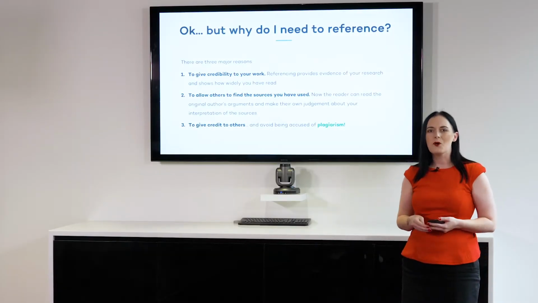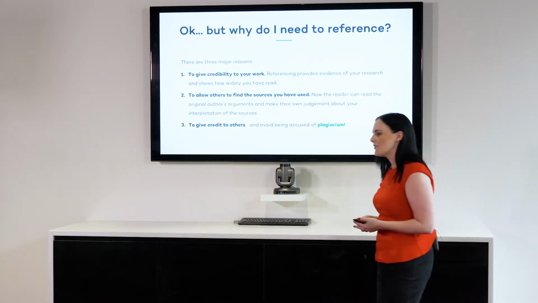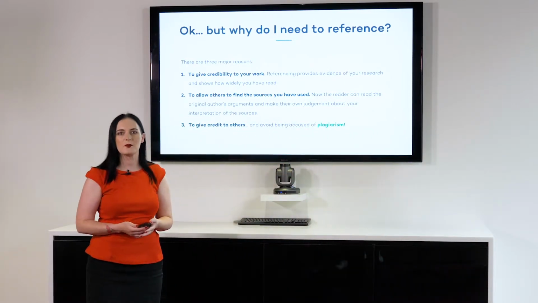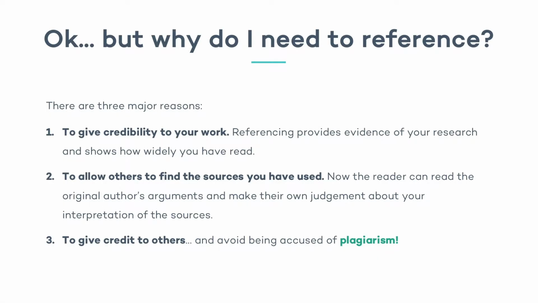Okay, fine, but why do I need to reference this information? Well, there are three major reasons why we reference things in academia. The first reason is it actually adds credibility to your work. It shows your facilitator that you've actually read quite widely, found lots of different sources of information. And this is very important. It will give you better grades. It provides evidence of the research that you've done. This is very important too.